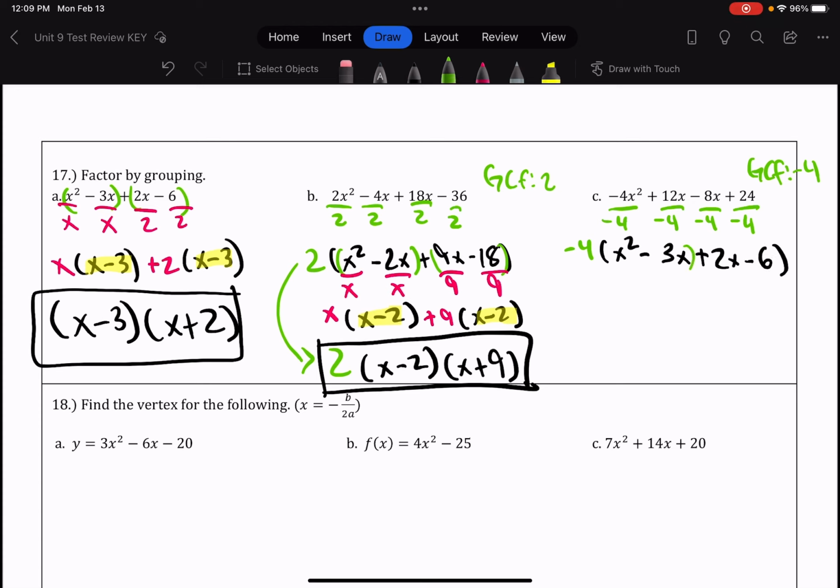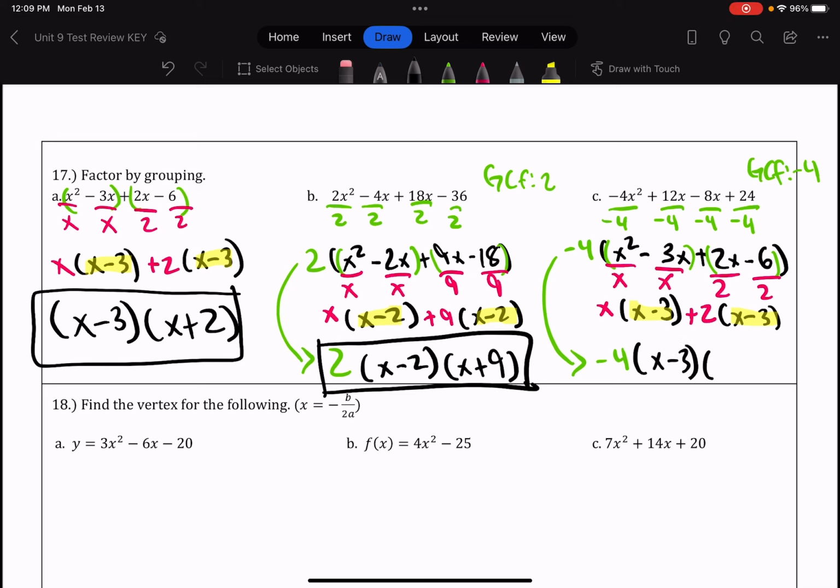Now I can factor by grouping. Greatest common factor between x squared and negative 3x is the x. So that leaves me with x multiplied by x minus 3. Greatest common factor of 2x and negative 6 is a positive 2, which also leaves me with x minus 3 inside my parentheses. So those are the same thing. And my factored version is negative 4 multiplied by x minus 3 multiplied by x plus 2.